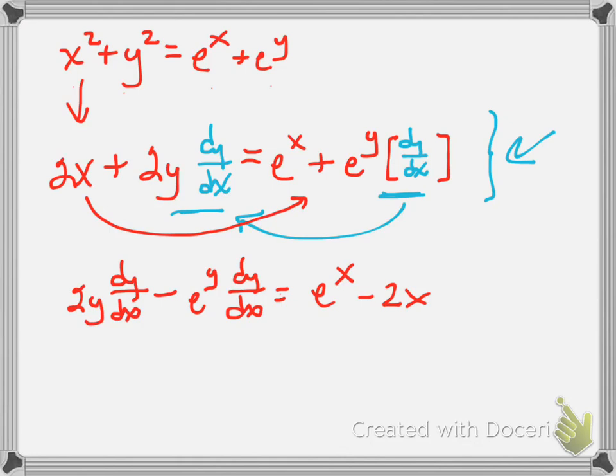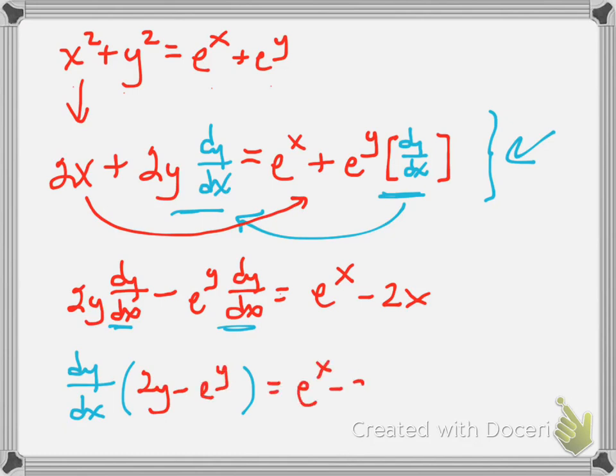How do I solve for dy/dx here? Well, you notice I technically have a GCF, right? Both of these terms have a dy/dx, so I'm going to take it out, and that would leave me with 2y minus e to the y. And so for my final answer, I'm just going to divide by all that so that it crosses out.